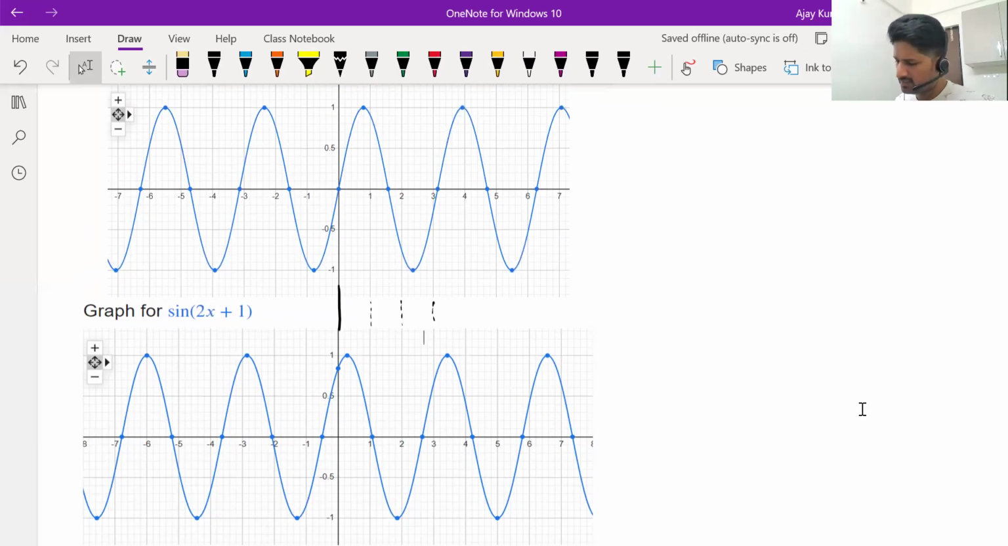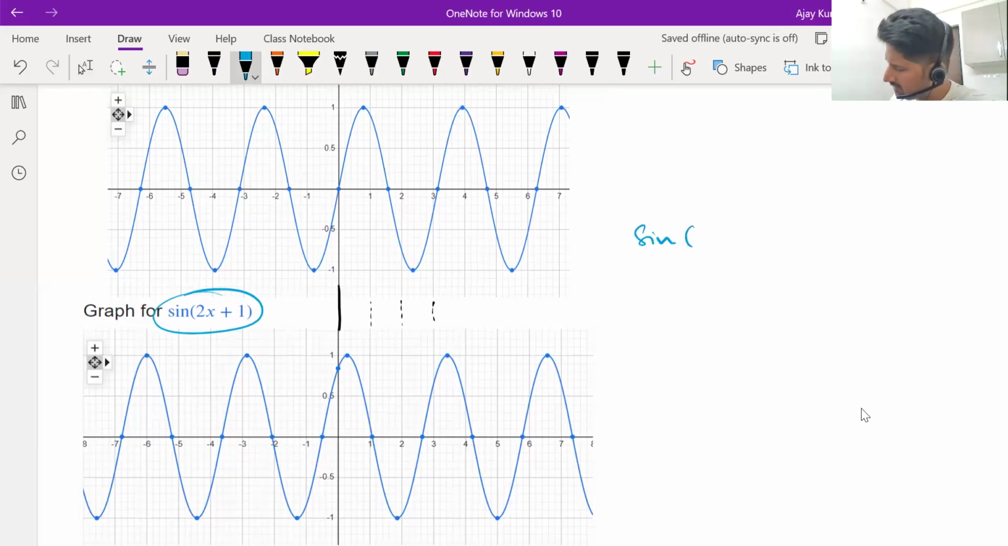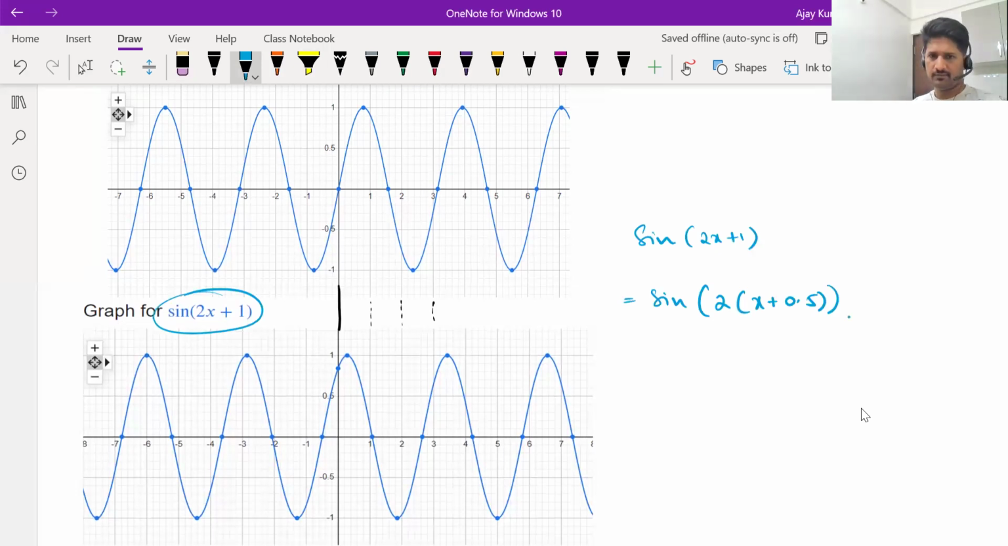Fine. The second equation is sine of 2x plus 1. This equation can be written like this. Sine of 2x plus 1 is equal to sine 2 times of x plus 0.5. So effectively, we have increased x by 0.5. If you do that, the graph will shift to the left by 0.5 units. If you add something to x, the graph shifts to the left side. You can observe that happening here.